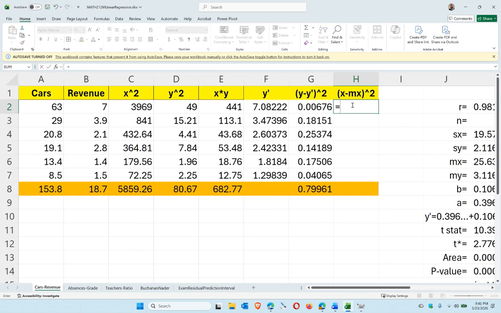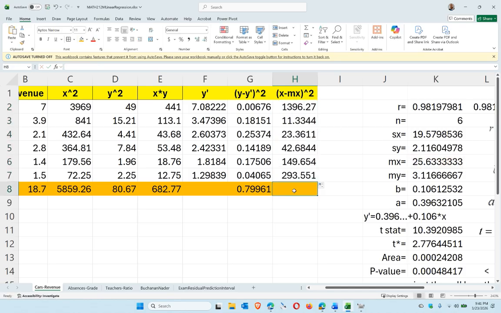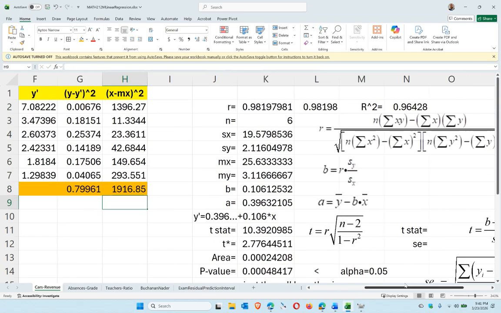Okay, so I need the x minus the mean of the x, and we need to square it. And this doesn't change. We're going to put a dollar sign because it's always going to be this value here, right? We'll drag that down. Equals the sum of all those. All right, so we should have got a standard error now, right?